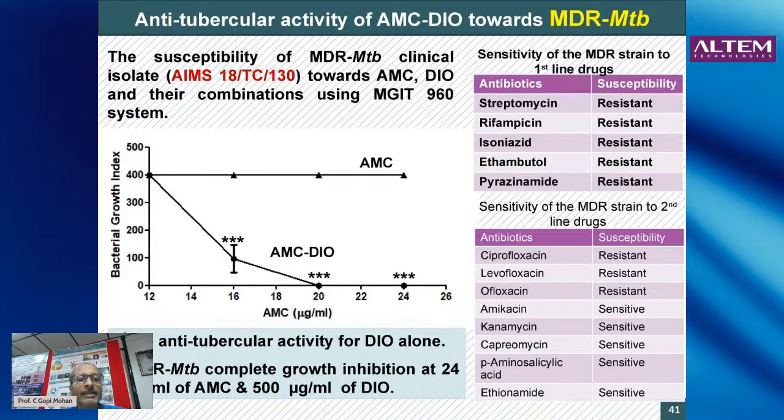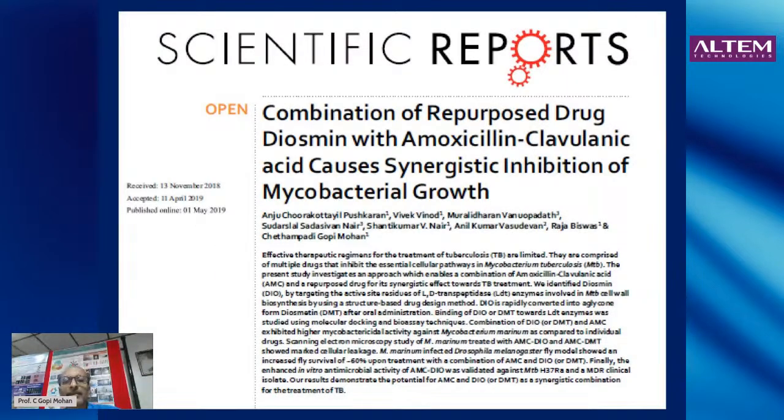Without adding it, you can see the trend of the graph. As you know, for the MDR strains, the first-line drugs are not at all good. All of these have resistance and some are sensitive. So all these things lead us to identify that diosmin can be utilized as an add-on therapeutic, and we published in scientific reports that the combination of the repurposed drug diosmin with AMC causes synergistic inhibition of mycobacterial growth.